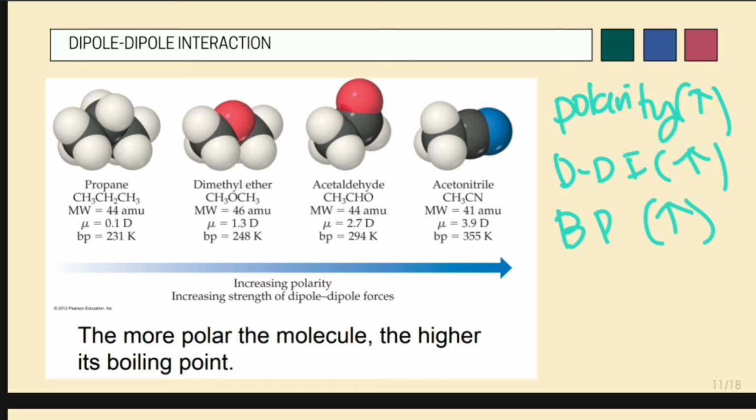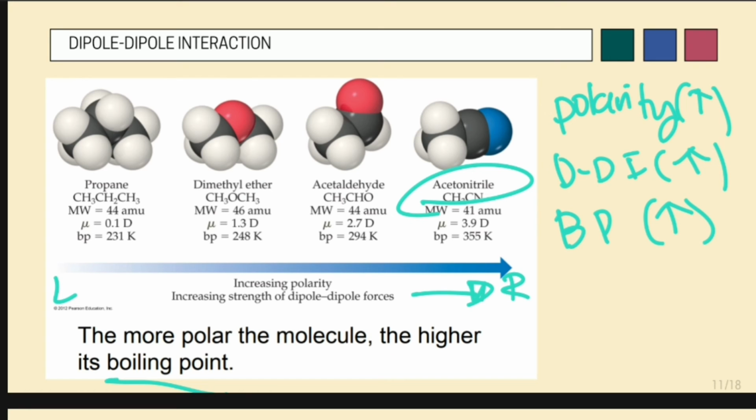Now, consider the four molecules we have here. Propane, the CH4, the second one, we have dimethyl ether, and then acetaldehyde, and then acetonitrile. So, if we are going to look at the boiling point, ang may highest boiling point, syempre, makikita natin sa arrow dito, increasing polarity. That means that the boiling point increases from left to right. So, the molecule that has the highest boiling point in these four given molecules is the acetonitrile.